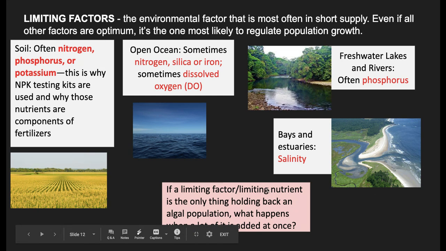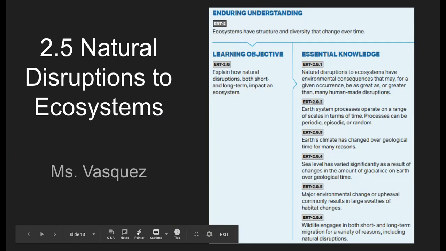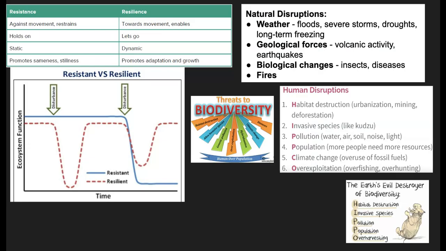So the question over here says, if a limiting factor or limiting nutrient is the only thing holding back, in this case, an algae population, so let's say in a lake, right, an algae population, what happens when a lot of that limiting factor is added? If it's talking about algae, what would the answer be? An algal bloom, right?